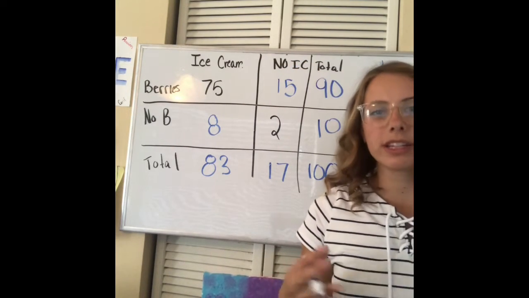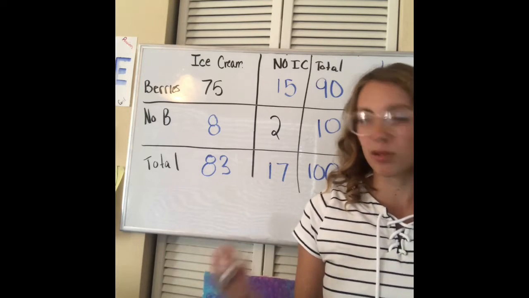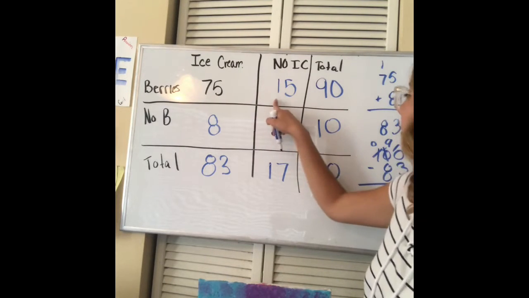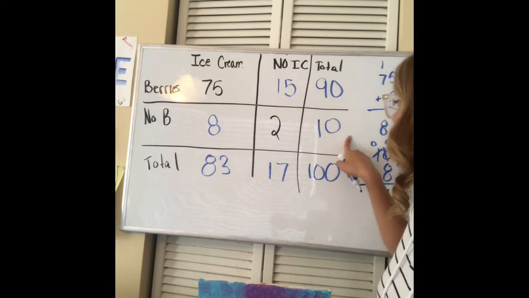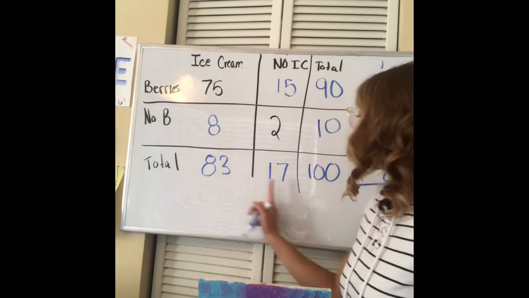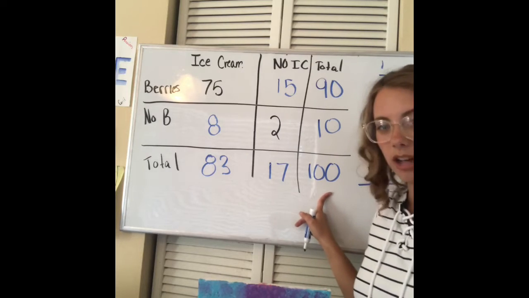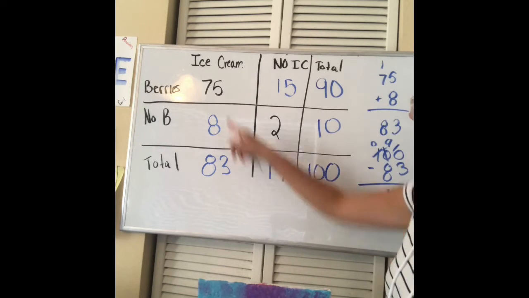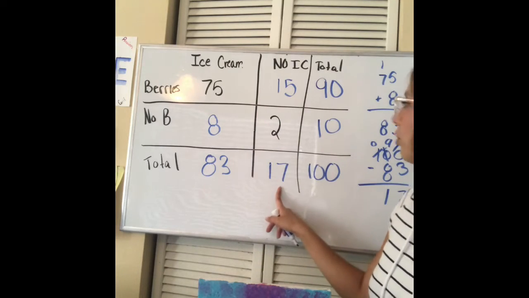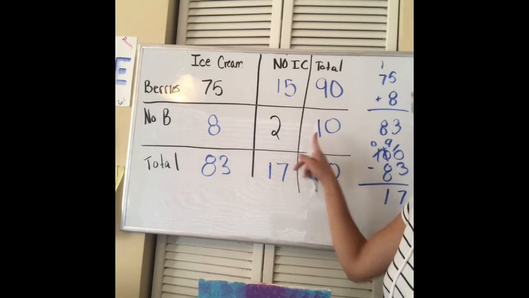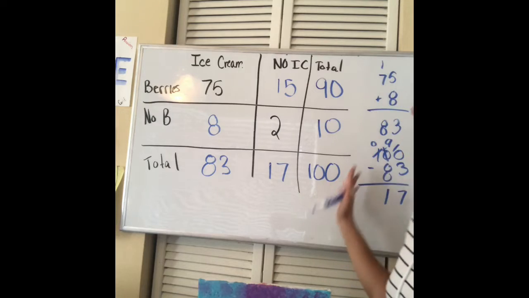And now I'm just going to check through and make sure that my answers all line up. So 75 plus 15 is 90. 8 plus 2 is 10. And 83 plus 17 is 100. And now let's check down. 75 plus 8 is 83. 15 plus 2 is 17. And 90 plus 10 is 100.